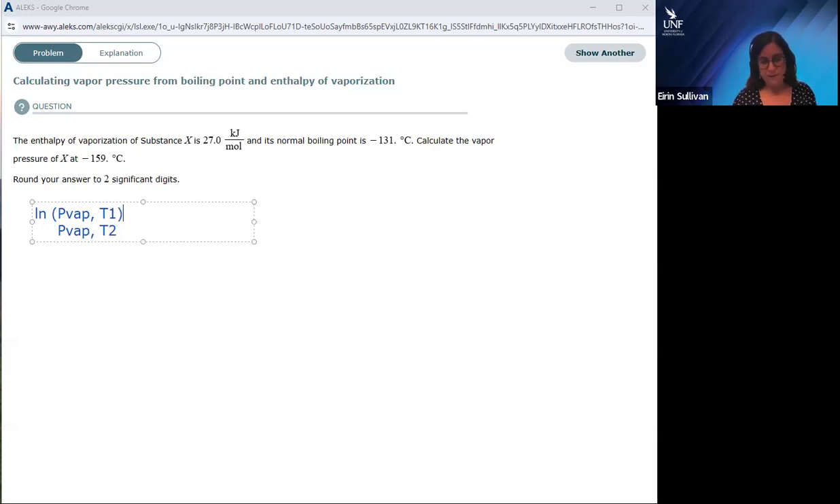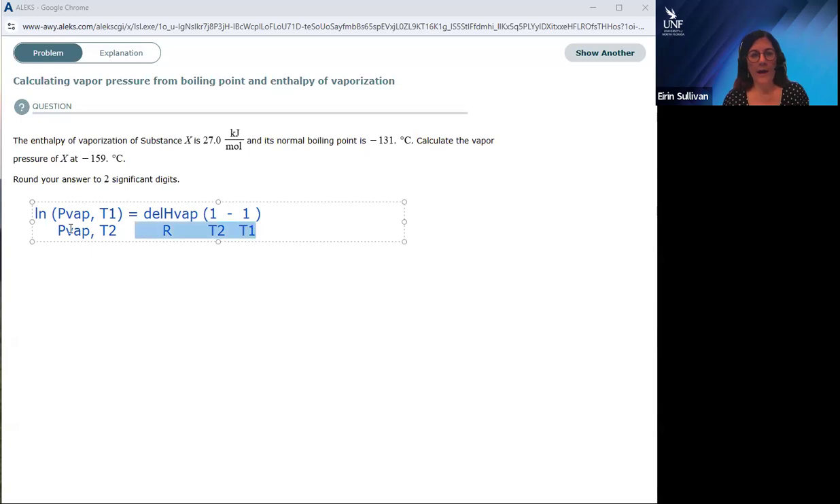These are supposed to be big brackets, but this is the best I can do. It is equal to the enthalpy of vaporization, so delta H of vaporization, divided by the gas constant, R, multiplied by 1 over T2 minus 1 over T1. So a few things. You want to decide what your T1 and T2 are, and temperatures are going to need to be in Kelvin because we can't be dealing with negative degrees Celsius. That's just going to be a big mess.